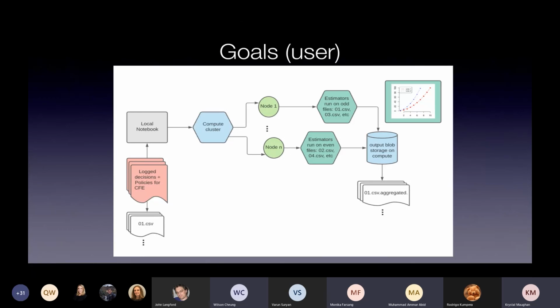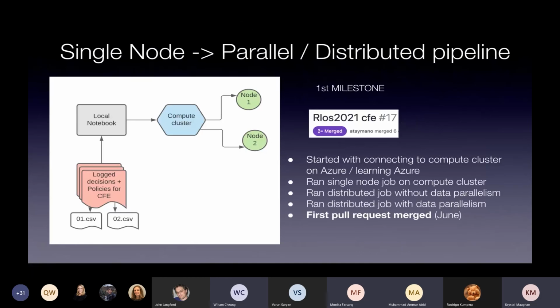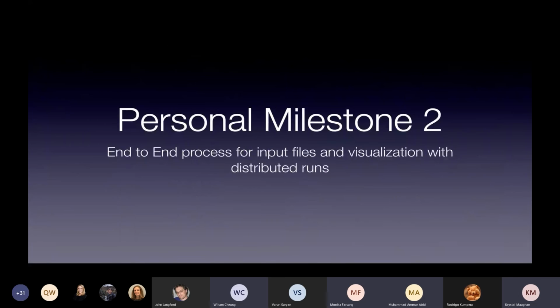I'd like to talk about two of my personal milestones. My first personal milestone was being able to run a single node and a distributed job with data parallelism on the compute cluster. By June, I had made my first pull request and successfully been able to navigate the compute cluster space and run both single nodes and jobs with data parallelism on the compute cluster. So this is my first major milestone. My second major milestone was completing the end-to-end process for input files and creating the visualization for the distributed runs.